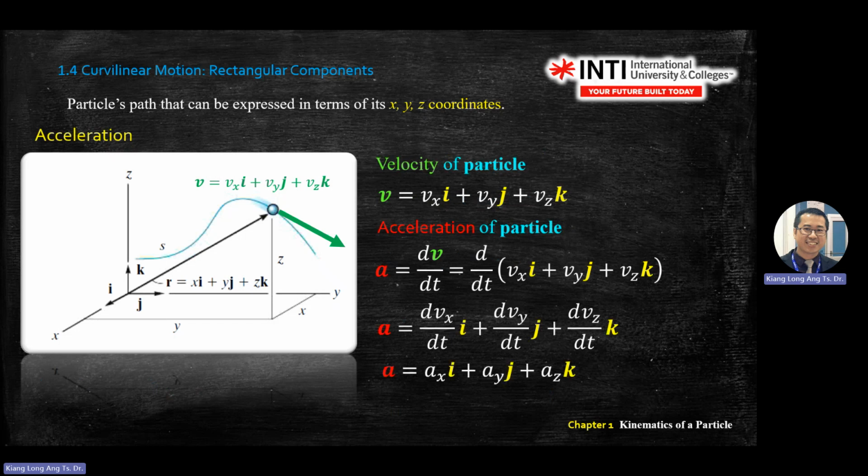Right? You apply the same. Acceleration equals dv/dt. So basically, you just differentiate the velocity equation with respect to time. Then you arrive at dvx/dt i, dvy/dt j, dvz/dt k. And then this is just a better presentation: ax i, ay j, az k, and so on. Okay.